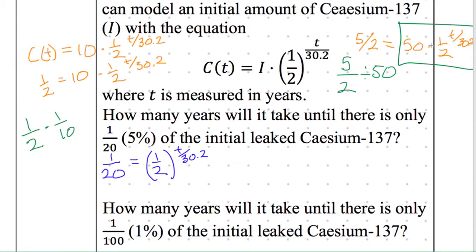Why 50 and not 1/20? Because 50 is the initial amount, 50 is being multiplied. 1/2 is to a power. I have to get rid of the 50 before I can deal with the power. 1/2 is being locked by the fact that it's to the power.